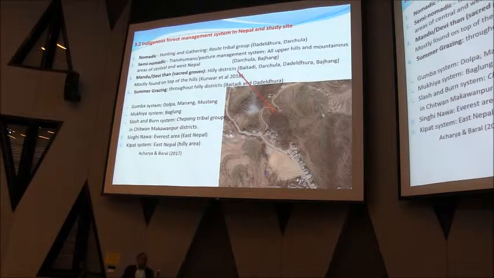In case of the forest management systems, out of nine, we have reported four forest management systems over there: nomadic, semi-nomadic, preservation of sacred sites, and summer grazing. And the other five systems are reported from other parts of Nepal. This is a religious site, where people are preserving forest for biological conservation and for ritual practice.